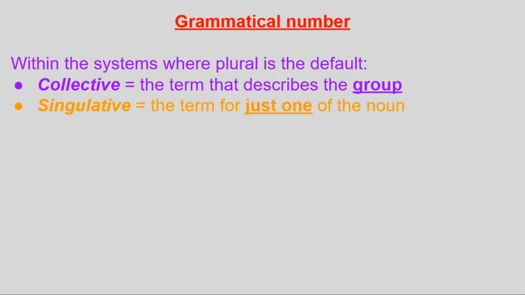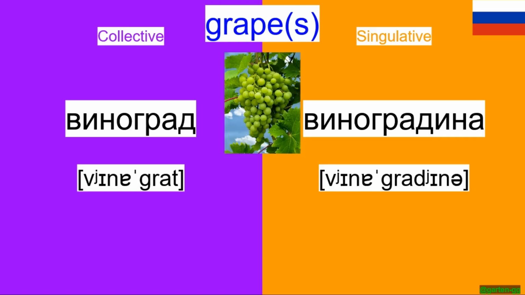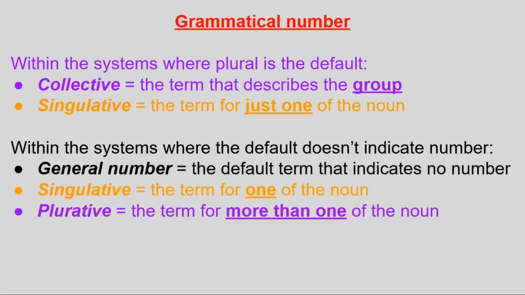In this case, the number indicating a group is called collective, and if you have one of that thing, it's called singulative. This is how the Russian word for grape behaves, with vinograd for the collective and vinogradina for the singulative. There's also another system where the default, called the general number, actually indicates no number in particular, but if you do want to indicate a number, it's called either singulative or plurative.